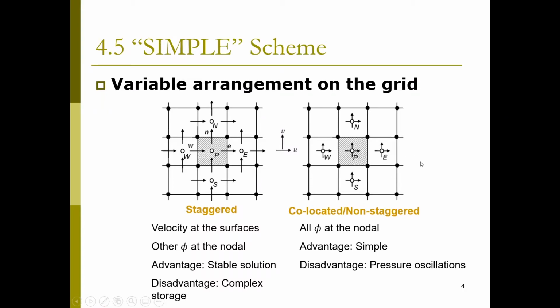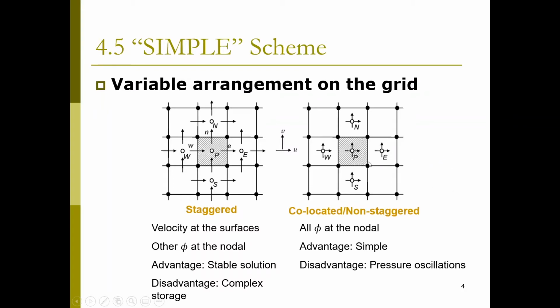For the non-staggered or co-located, all variables are located and stored at the central node of the control volumes. So if multi-grid methods are used, the co-located arrangement allows ease of transfer of information between the various grid levels for all variables.